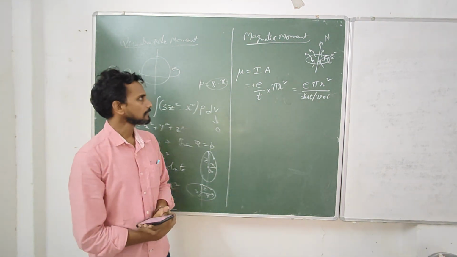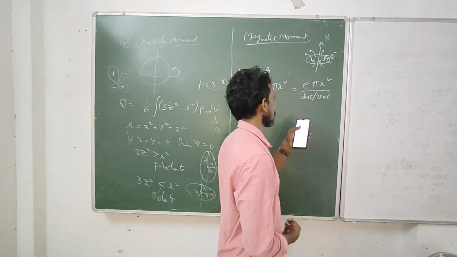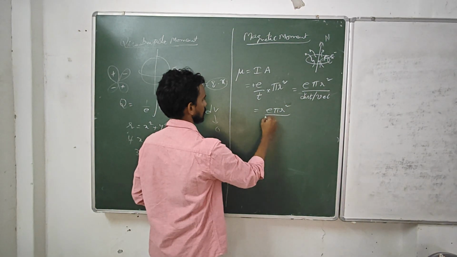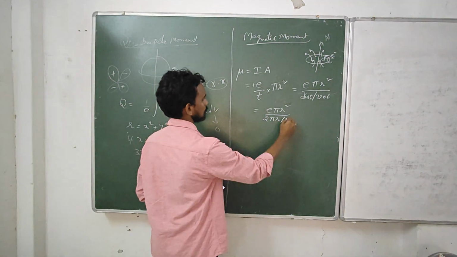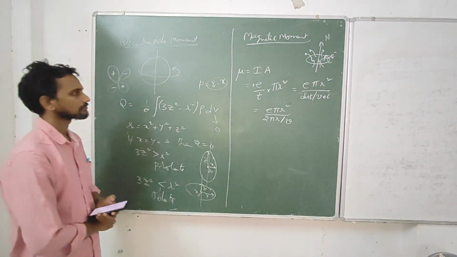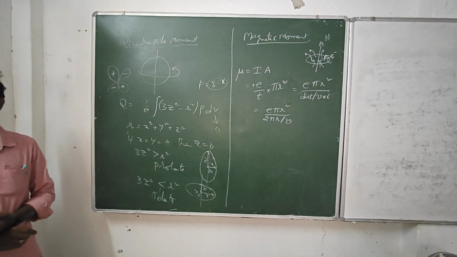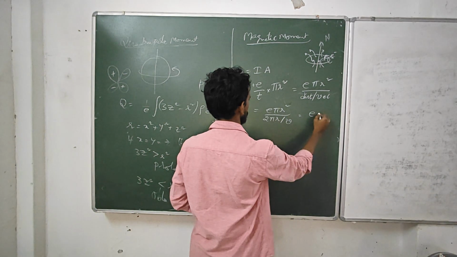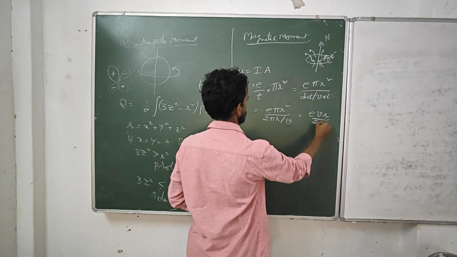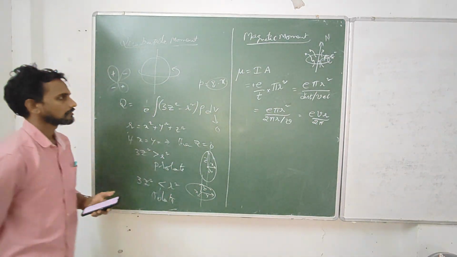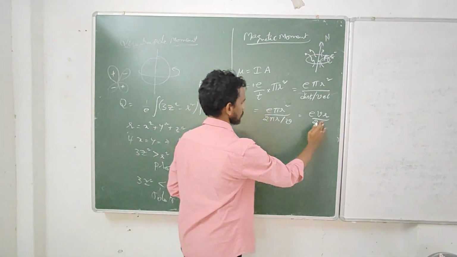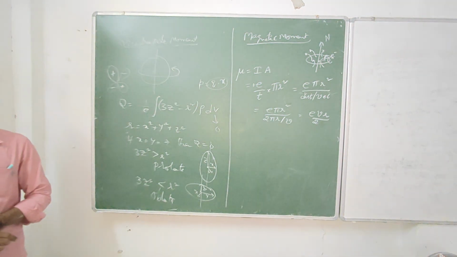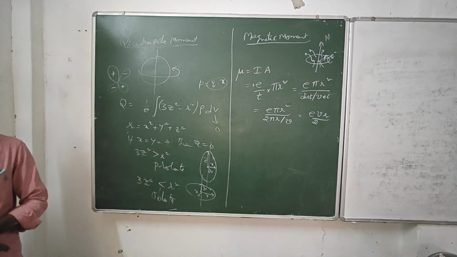Okay, the charged particle covers an area of pi r square, or covers a distance of 2 pi r with velocity v. So what do you get? Pi cancels. e v r by 2. So this is the magnetic moment produced by that charge.